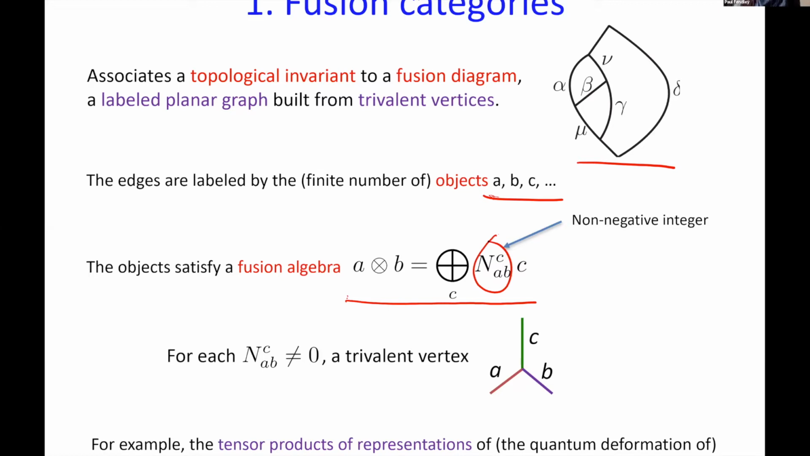And then there are these non-negative integers N_AB^C that tell you how many times the object appears in this tensor product. Most people will be familiar with tensor products of representations in Lie algebras. For reasons I'll say in a second, for this you probably want to think about quantum deformations. But from the point of view of the fusion algebra, you just tensor two things together, you get something else. And the integer coefficients just tell you how many times it appears, 0, 1, 2, 7, whatever. And then in the picture, we build it from these vertices anytime you have a non-vanishing coefficient.